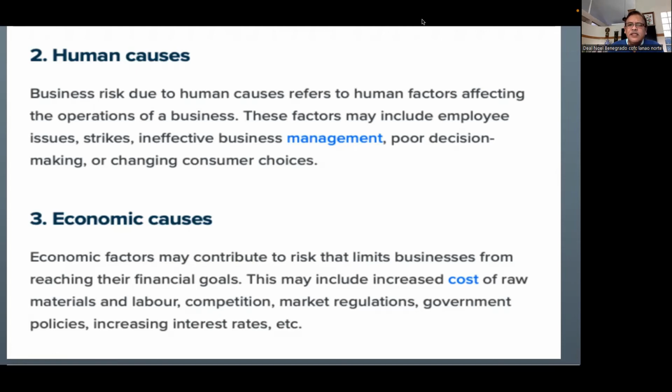So, my dear brothers and sisters, these are happening today, 2022. And we need to brace ourselves and try to see how we can address these economic risks.